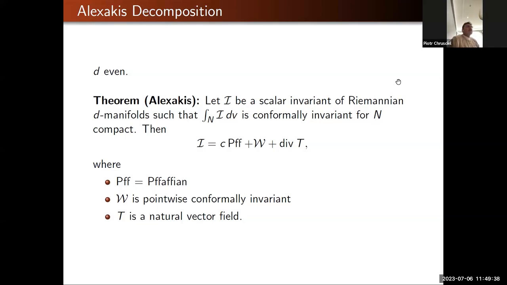Is there a version for odd dimensions now? Because the scaling doesn't work: the volume form changes by a half-integral power, and you don't have scalar invariants that have this kind of scaling. You know what I'm saying? I think it just doesn't make sense even.